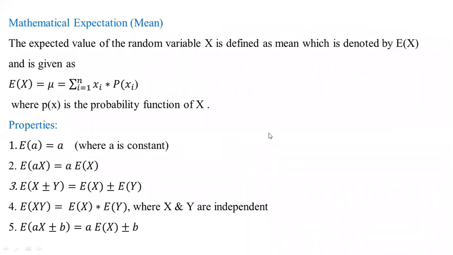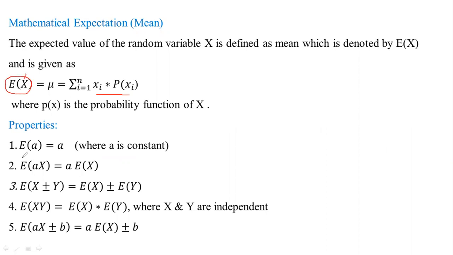So mathematical expectation, in the general way, we say it is a mean. The mean of the discrete probability distribution we get by using this formula, that is, summation of i equals 1 to n of xi into p of xi. That we also call the expectation of x. Expectation of x is indicated with capital E of x. Here x is a random variable.